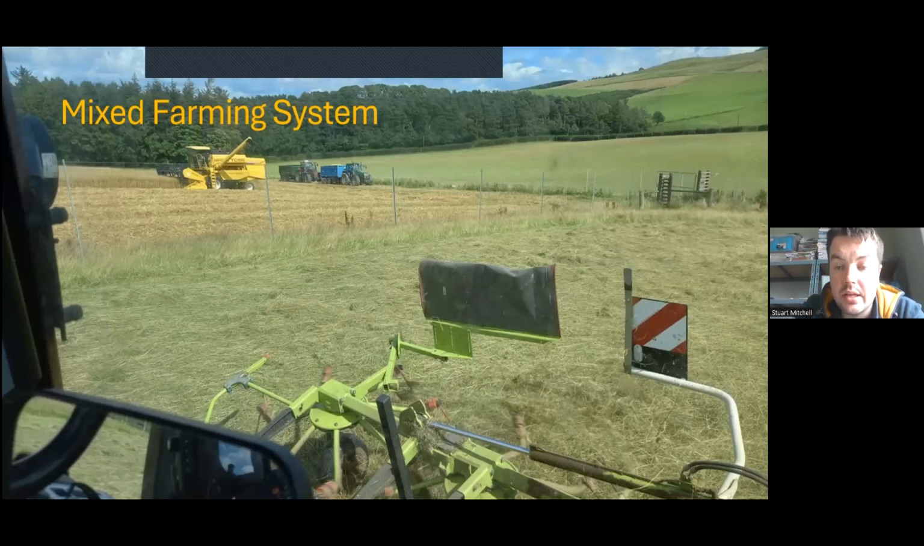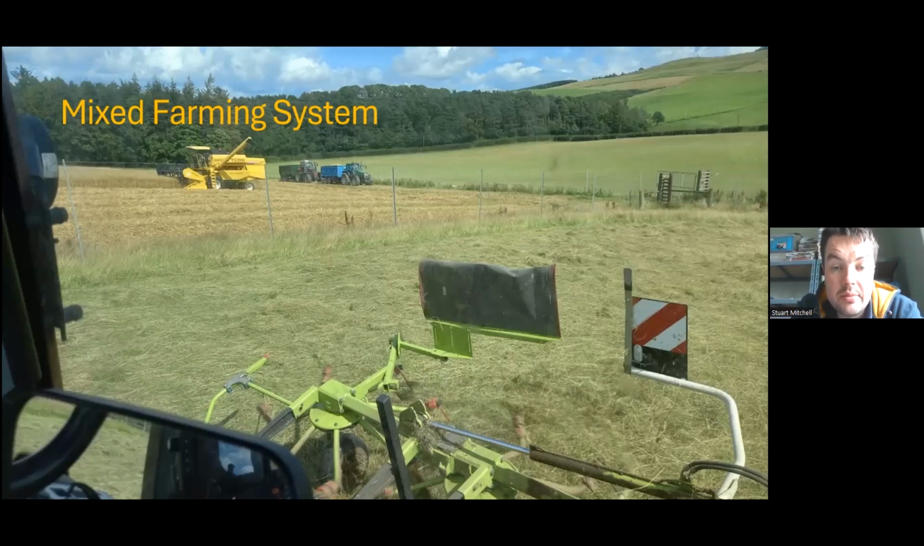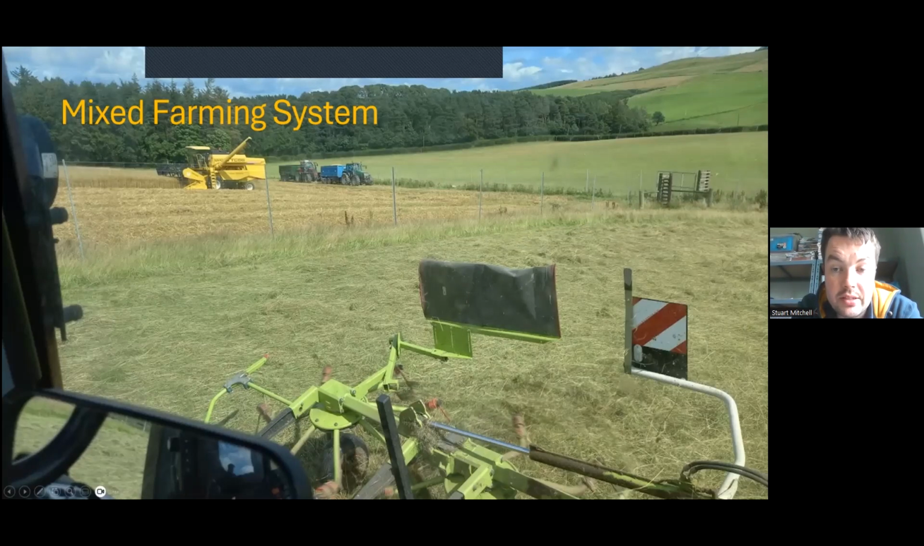I believe having a mixed farming system on your farm is the best. It's what organic originates around. Your arable crops deplete you, but you top it back up with your cattle, the dung of the cattle, and also the fertility building crops you can have that your cattle will eat.